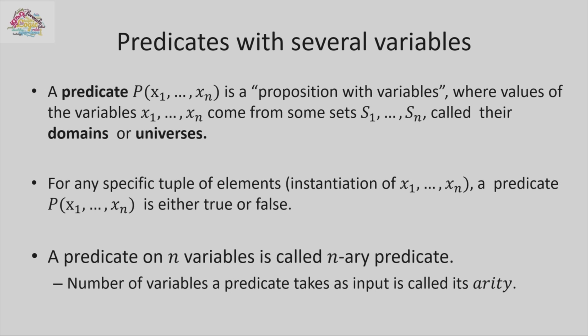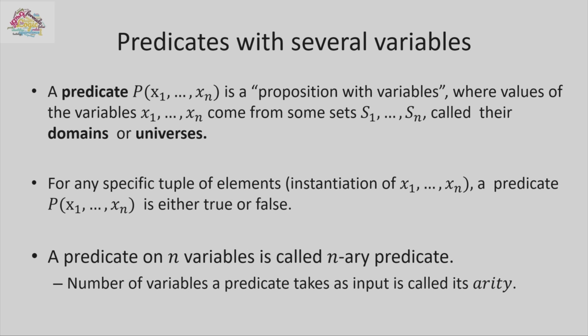That said, every predicate is defined on a certain number of variables, and you cannot really call it one time with 2 variables, one time with 3. For example, if you're talking about predicate corresponding to the relation parent, you will always be talking about 2 people. Is X a parent of Y? And for any specific tuple of elements, for any specific instantiation of those variables, a predicate will be either true or false.